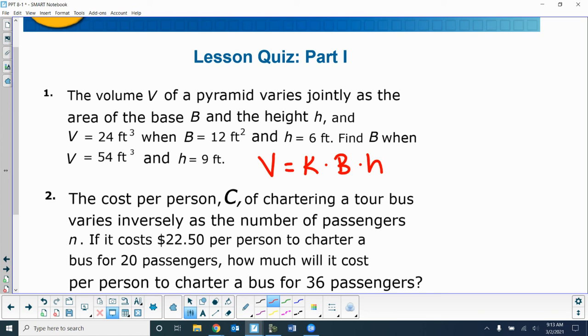Okay? So what's correct again? Jointly, multiplication, it's like 1 value, multiplying 2 things, right? Inversely, divided. What's in all of these? K. K. All right.